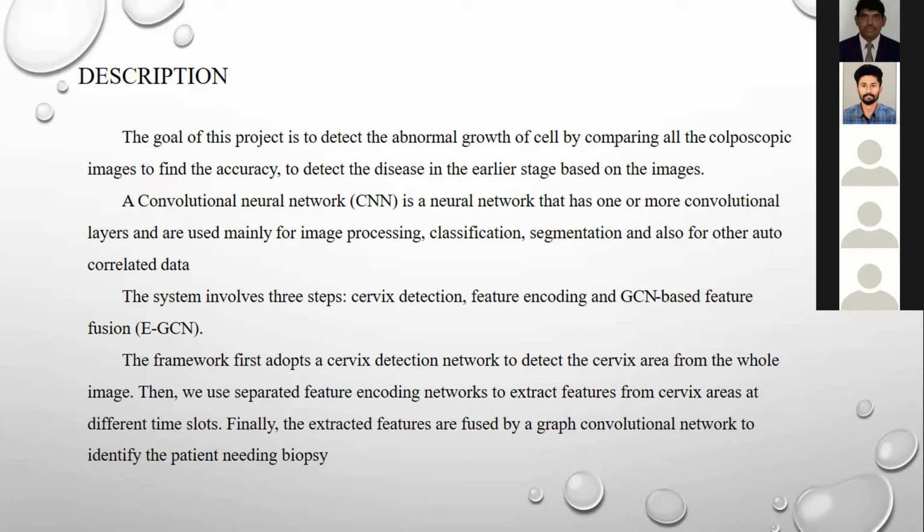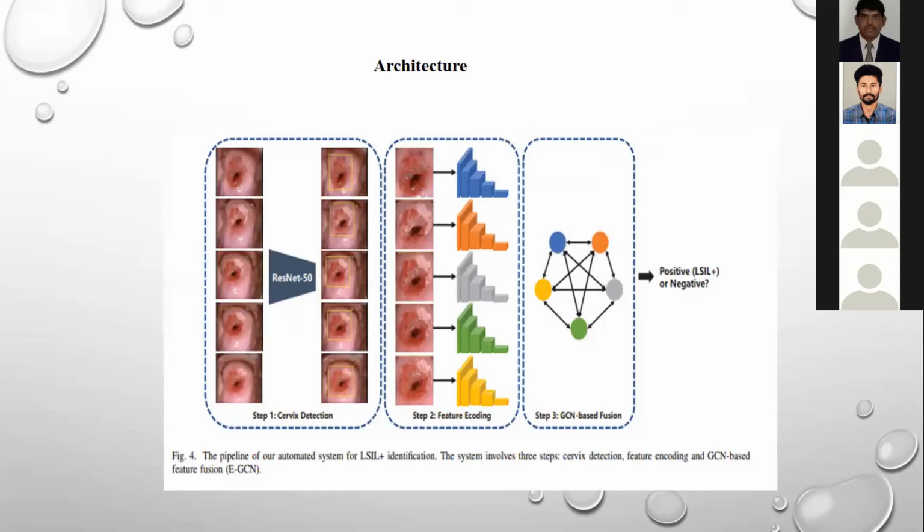This system involves mainly three steps. The first one is cervix detection, then feature encoding, and GCN-based feature fusion. Here is the architecture. As I mentioned, it goes through a three-step process. The first thing is cervix detection. From colposcopic images, we identify which part of the cell is being affected. The second thing is feature encoding. And the third thing is GCN-based fusion.